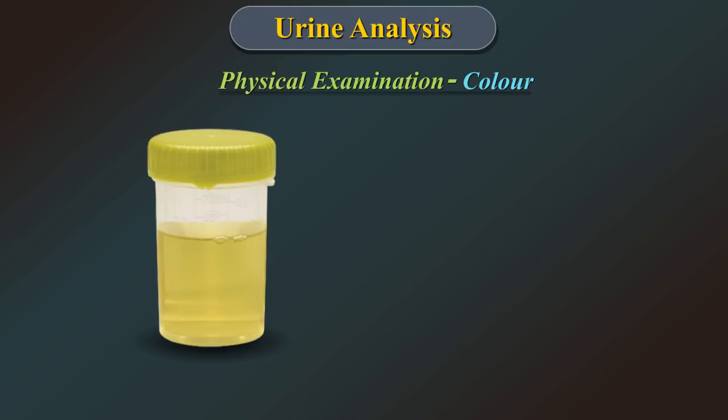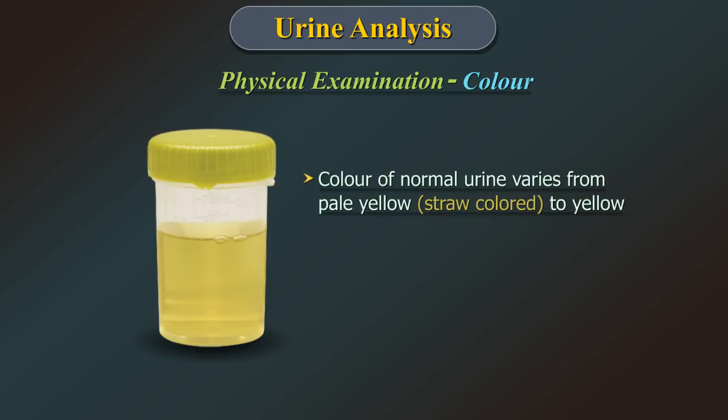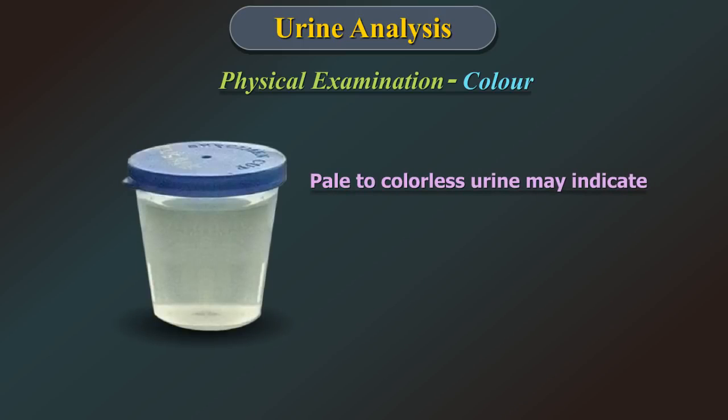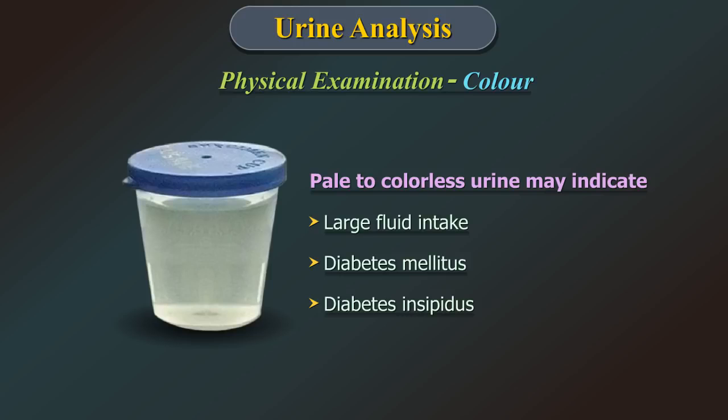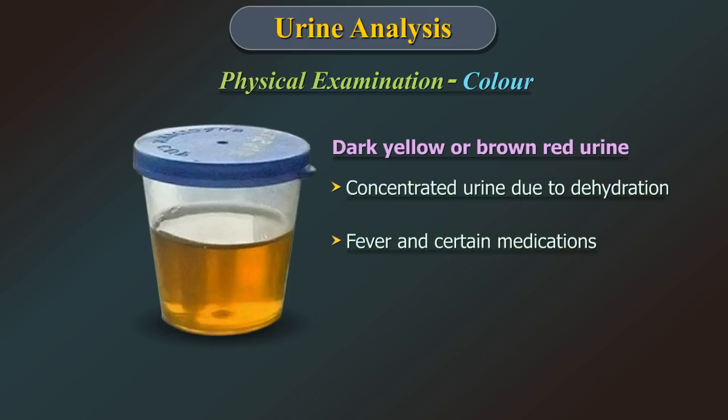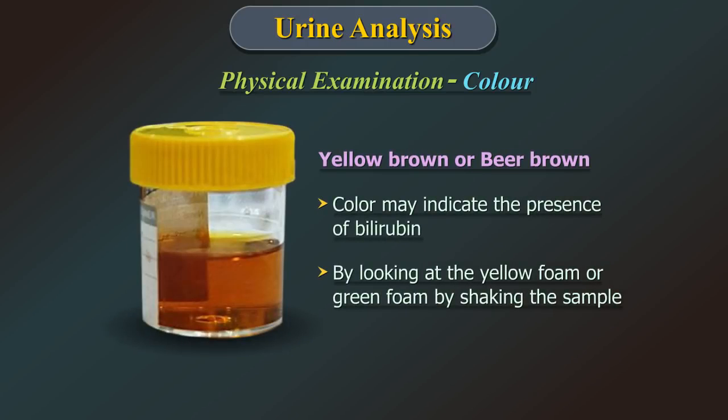We begin with color. Color of normal urine varies from pale yellow, that is straw color, to yellow. Urine gets its color from the pigments urochrome, urobilin, and uroerythrin. Pale to colorless urine may indicate large fluid intake, diabetes mellitus, and diabetes insipidus. Dark yellow or brown red urine may indicate concentrated urine due to dehydration, fever, or certain medication. Yellow-brown or beer-brown color may indicate the presence of bilirubin.